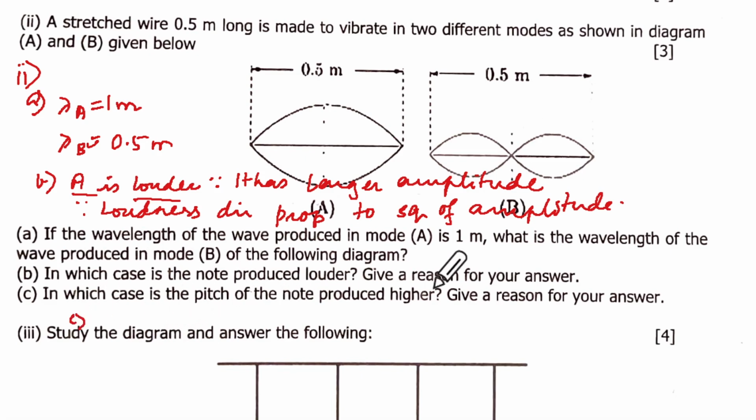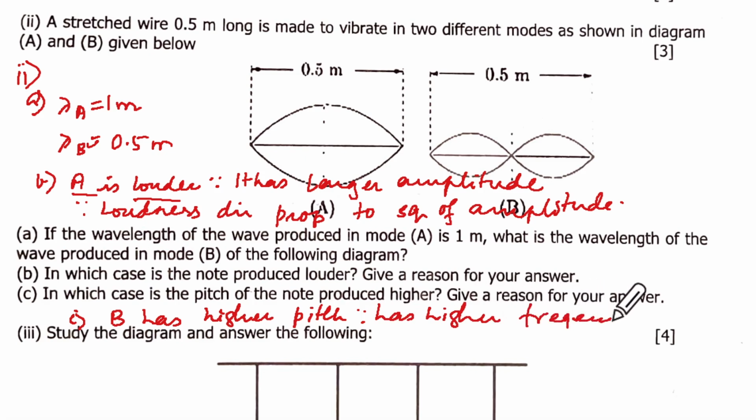What is C? In which case is the pitch higher? B. B has higher pitch since it has higher frequency. And pitch is directly proportional to frequency.